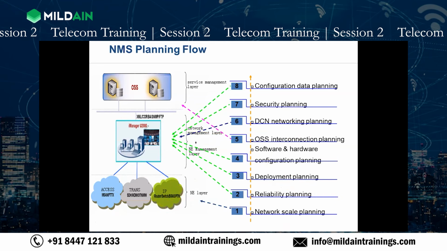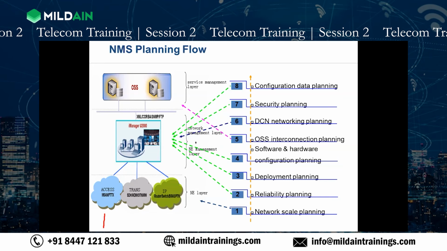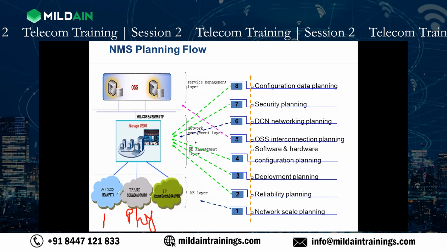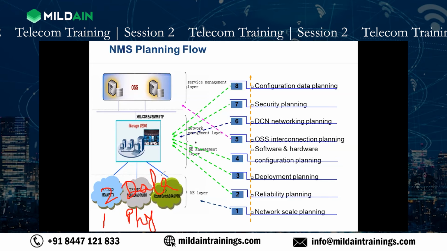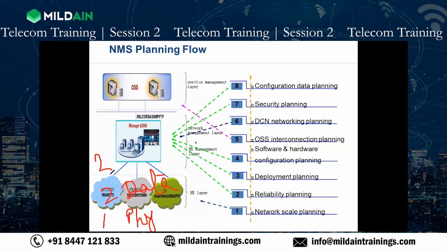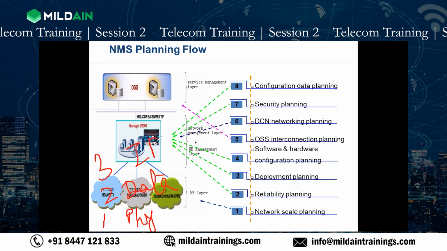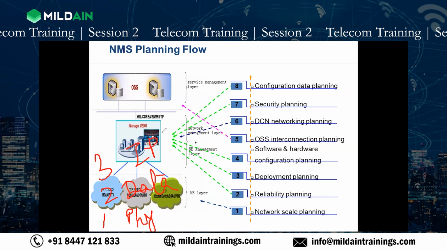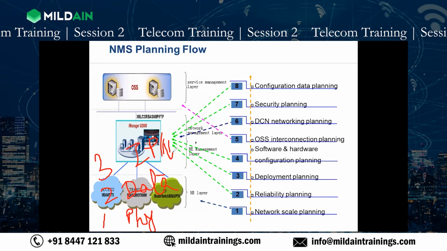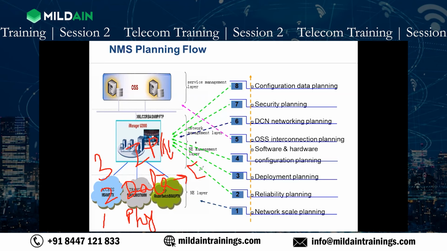Now, the 7 layers of OSI, we know already. The very first layer is the physical layer. The second layer is the data link layer. The third one is IP, the network layer. Data link layer means Ethernet.